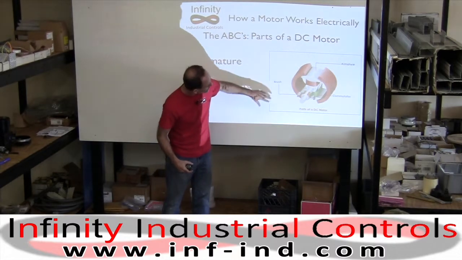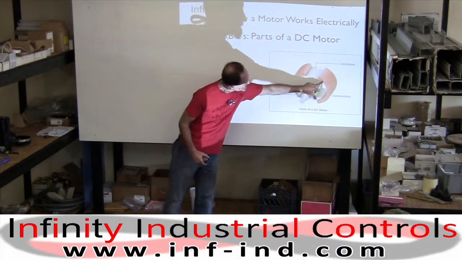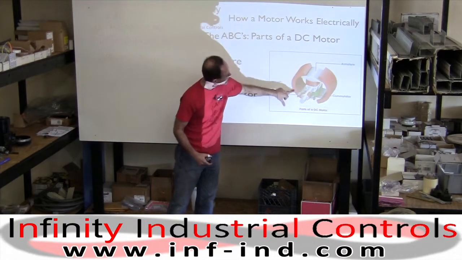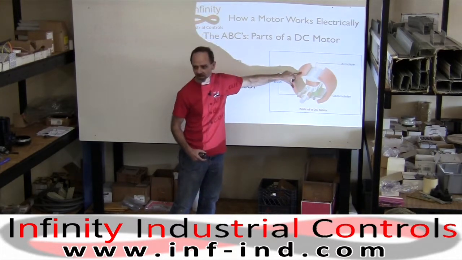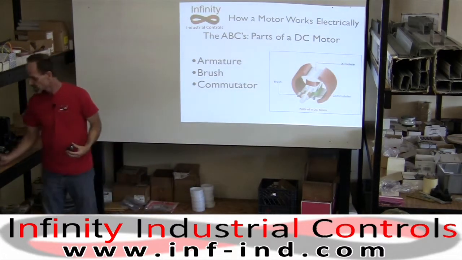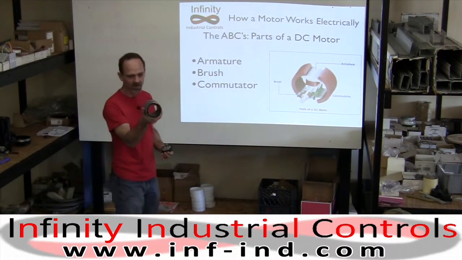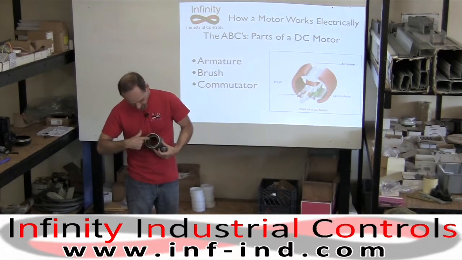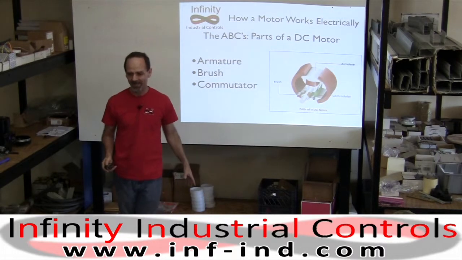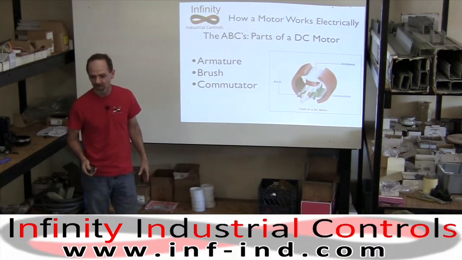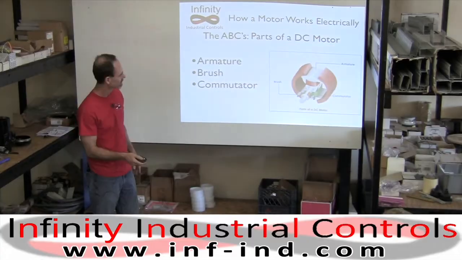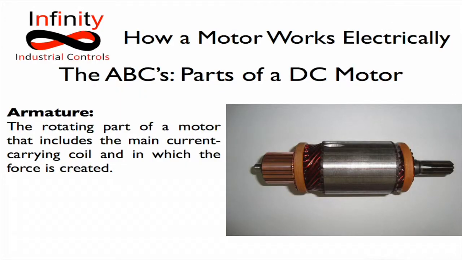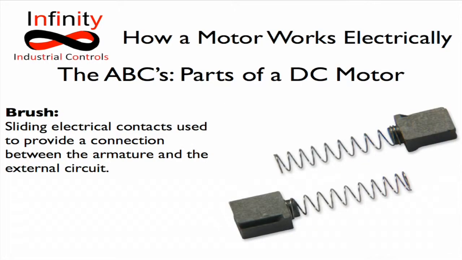Now, one of the parts they didn't list here is the stator. These here could be permanent magnets. I actually have one here. This is the stator of a DC motor, and you can see there's two magnets in here. A lot of times the big ones, they'll have an electromagnet, and there'll be a separate supply for what they call a field. Okay, the armature is the rotating part of a motor that includes the main current carrying coil in which the force is created. And those are some pictures of some brushes.